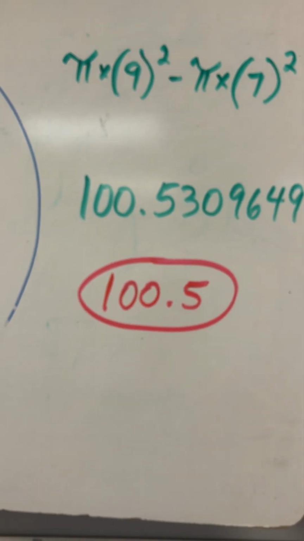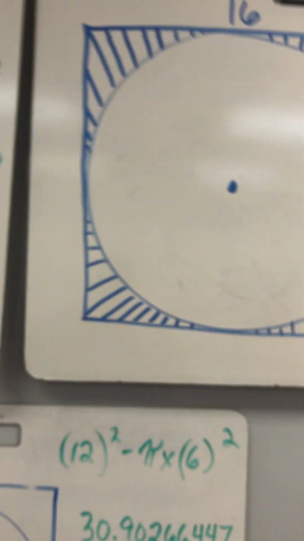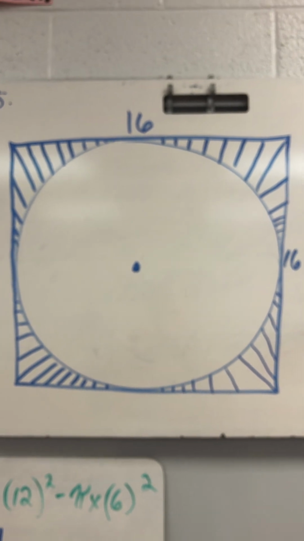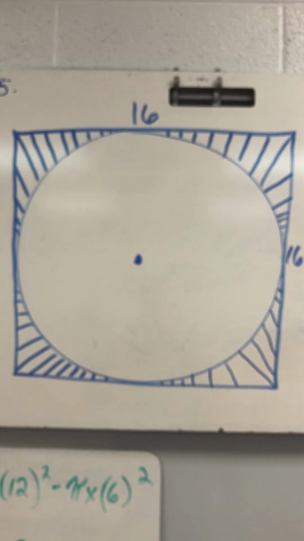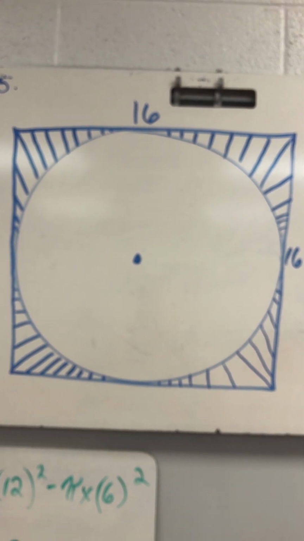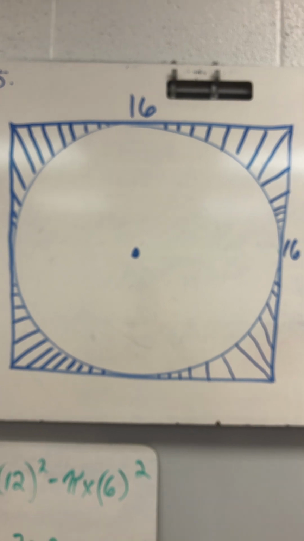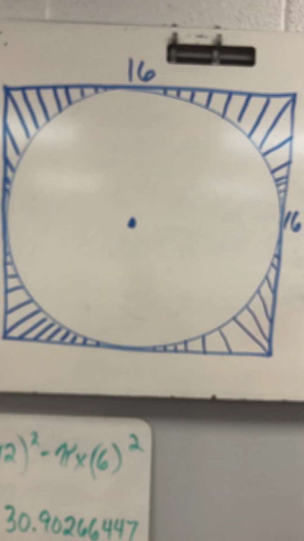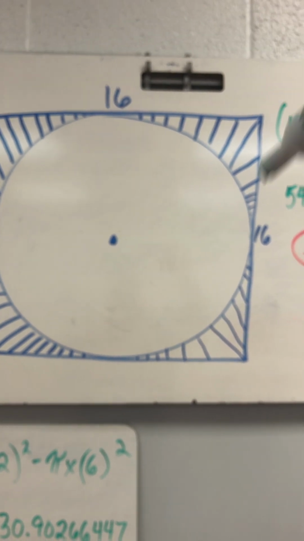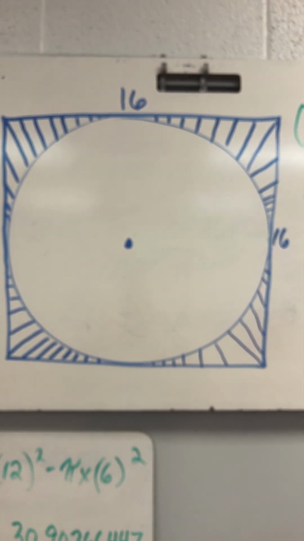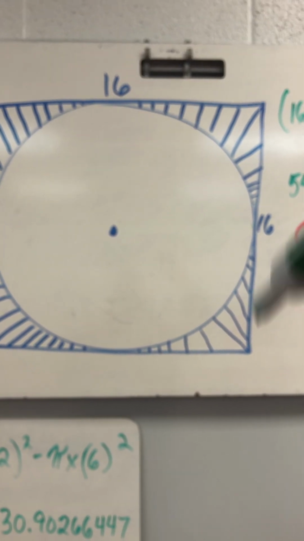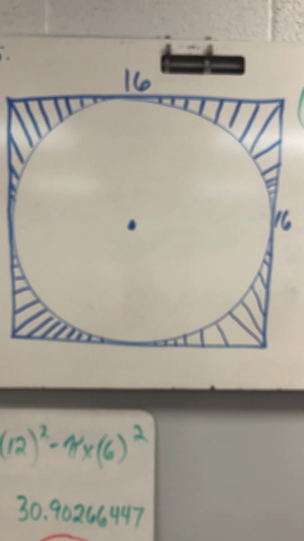All right. Here's another type of problem where you have a square, a circle inside the square. So we're going to find the striped area. What is the area of the striped region? Well, hopefully you recall that the area of a square is just side times side, or length times width, or base times height, whatever you want to call it. Side times side, 16 times 16, or 16 squared.